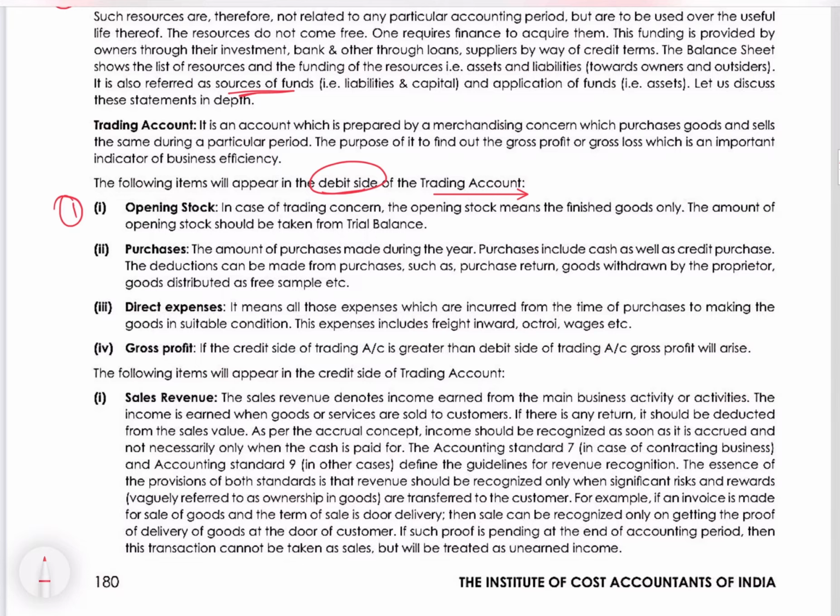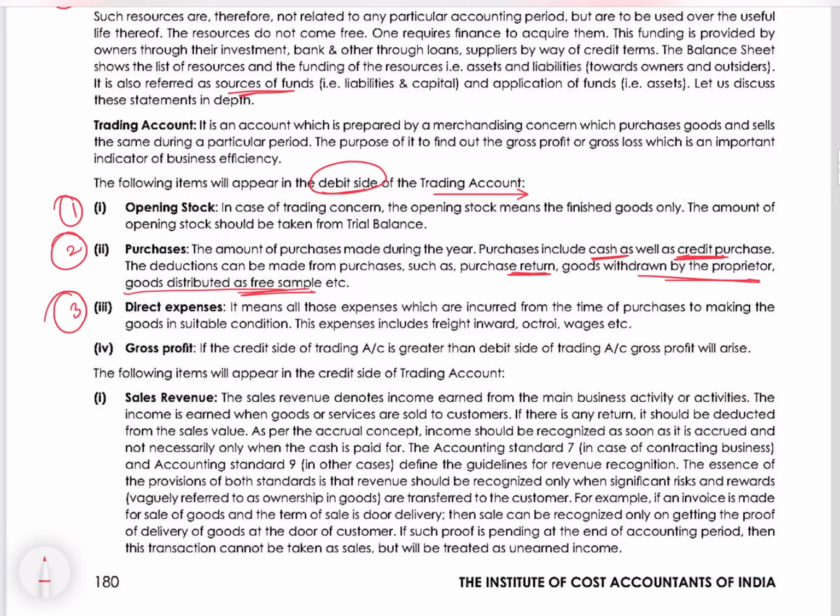And then purchases during the year. Whatever the purchases, cash or credit, you add all the cash and credit purchases, minus any returns or minus any goods taken away by the proprietor if it is a sole proprietorship business, or if it is a company, whatever goods were distributed as free samples. Whatever is going out of the purchases we will reduce. So we will be showing here the net purchases.